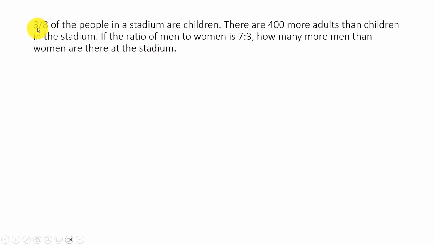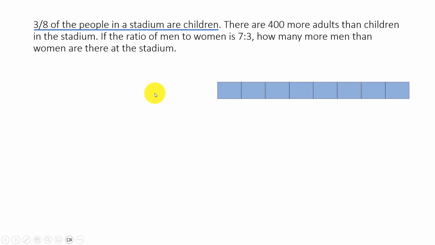Now take a look at this question. This part, 3/8 of the people in the stadium are children. 3/8 is a fraction, whereas 7:3 is a ratio. Both are mixed here. Taking a look at the first statement, 3/8 of the people in the stadium are children, you see that 3 out of 8 of the people. So if the people are represented by 8 units, 3 units belong to children. Let's see how we can draw a model to represent this.